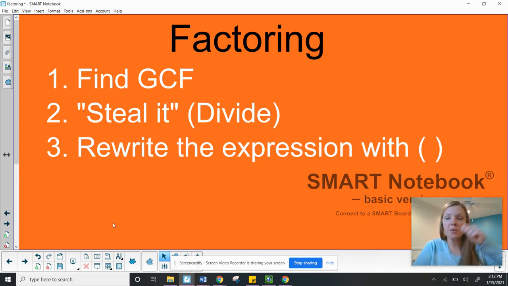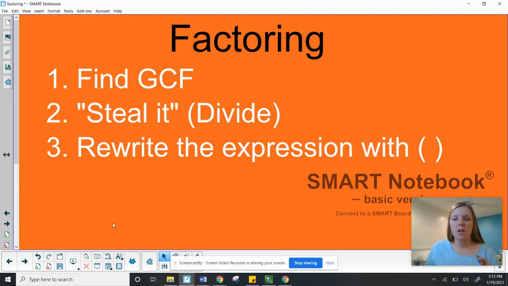The second step is to steal that greatest common factor away. So when we distributed, we gave the number on the outside by multiplying. Now we're going to steal it. We're going to take it back. And to do that, we're going to divide. And then the last thing we're going to do is rewrite the expression with the parentheses and the greatest common factor on the outside.